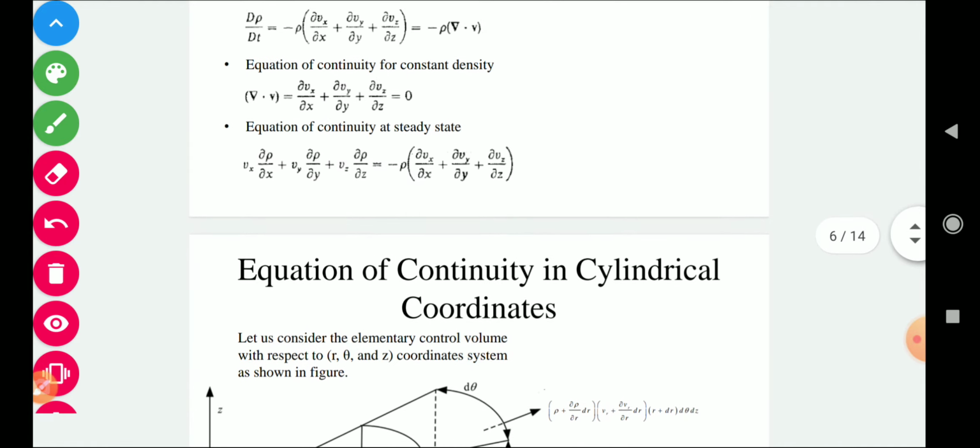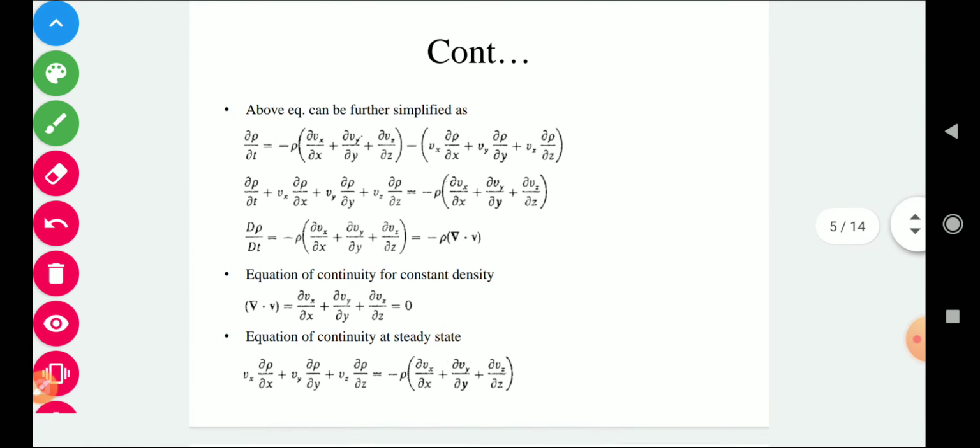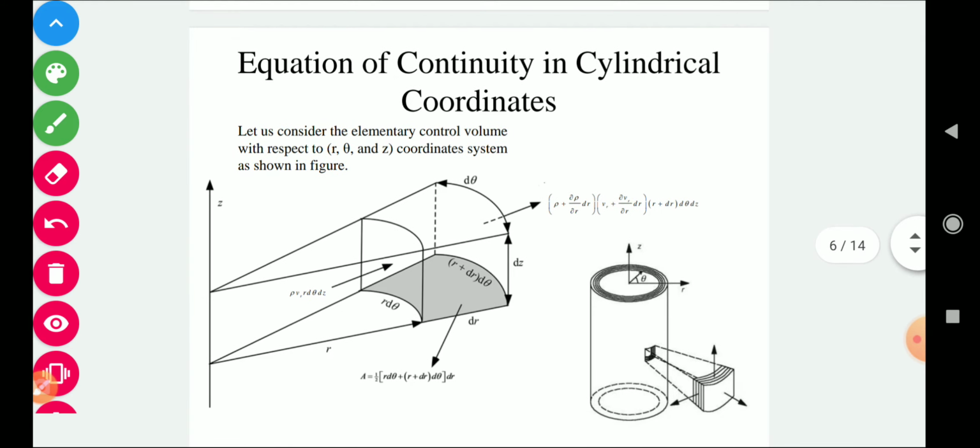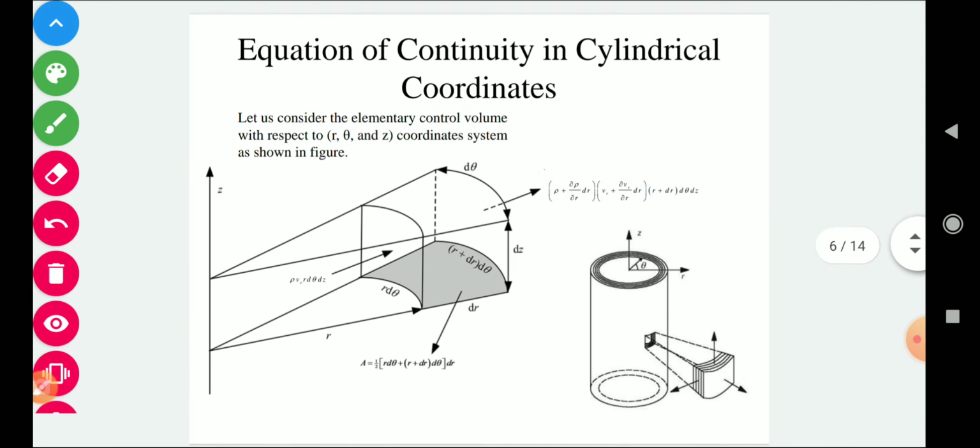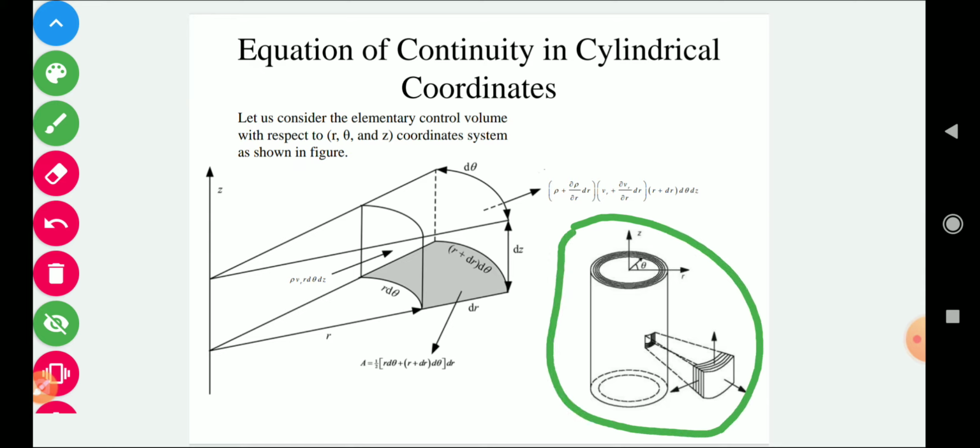So this was the equation of continuity for Cartesian coordinates. Similarly, we can develop the equation of continuity in cylindrical coordinates. So let us consider we have a cylindrical passage in which fluid is flowing, which has a radius of r, and this vertical axis is the z axis, this one is radial, and theta is the angular axis.